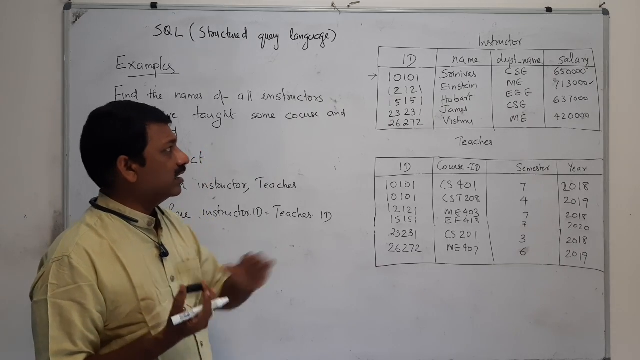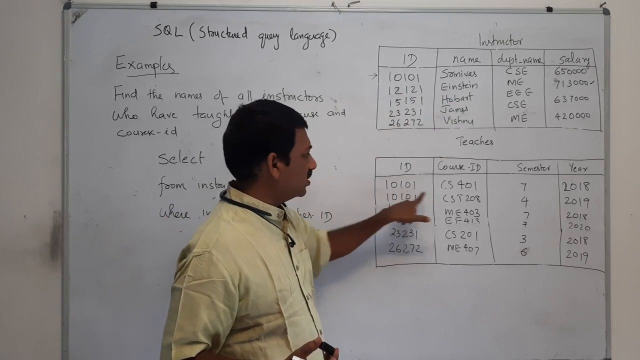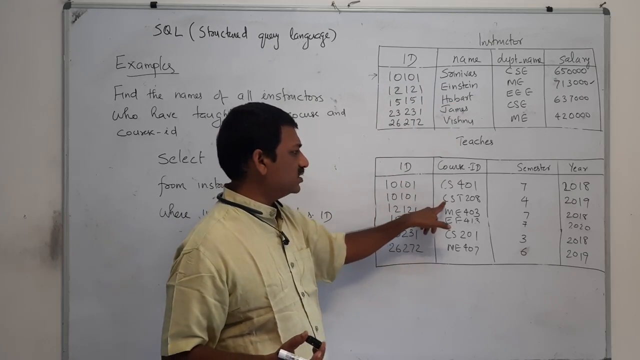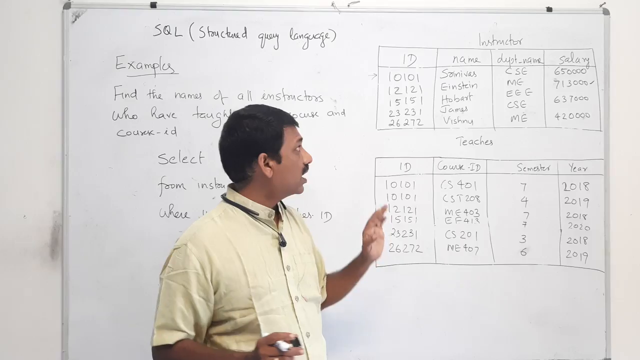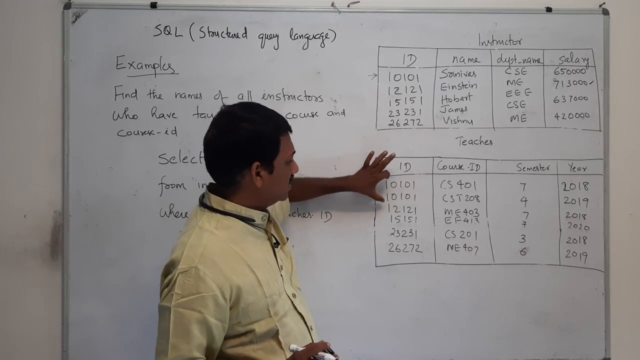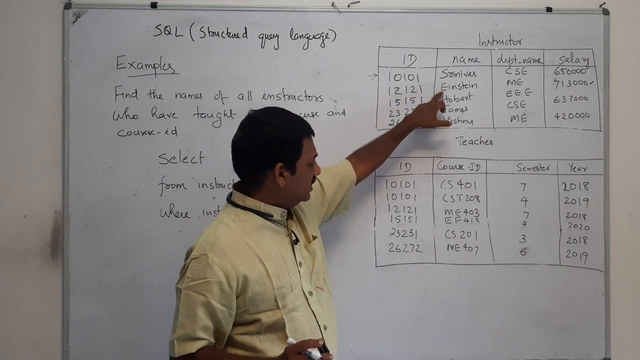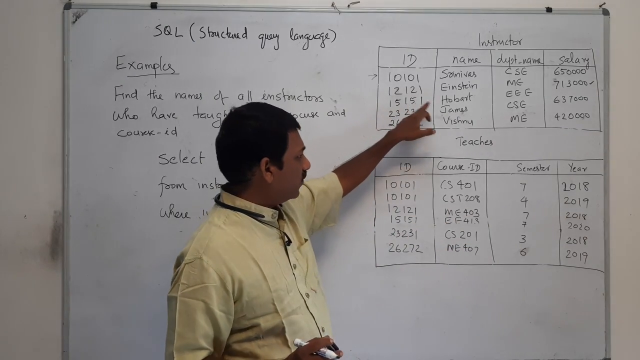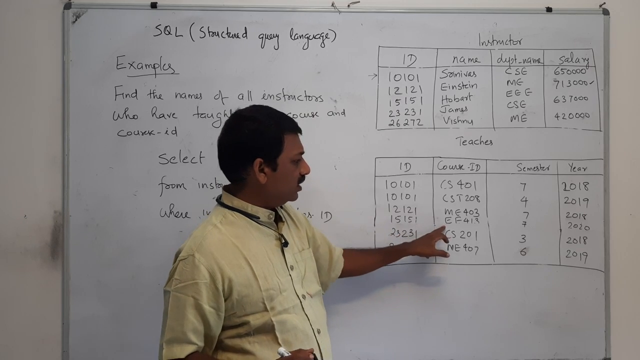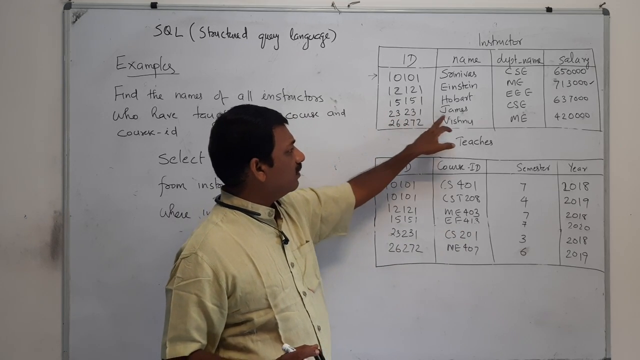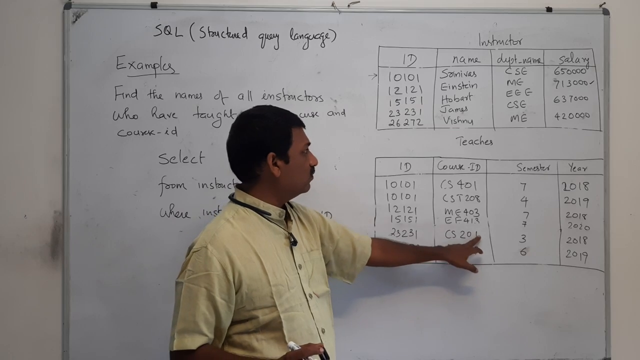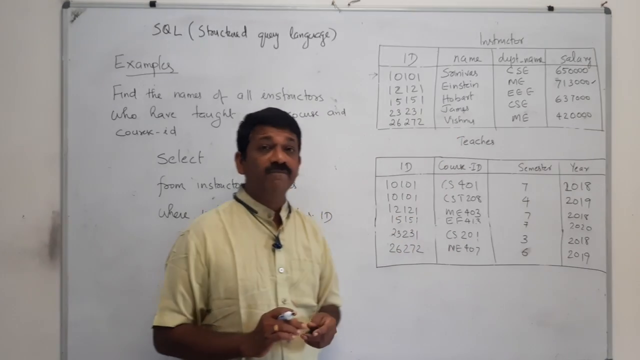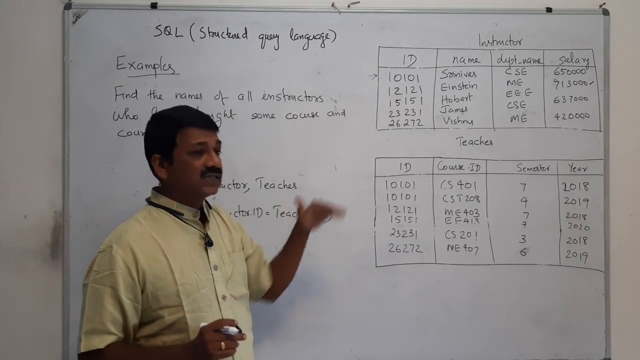Here, how many tuples will be there? 10101 Srinivas, 10101 CS 401, and 10101 Srinivas, 10101 CS 208. Those two have this ID and this ID the same. Now 12121 Einstein, 12121 ME 403. That's also selected. 15151 Hobart, 15151 EE 413, 23231 James, 23231 CS 201, 26272 Vishnu, 26272 ME 407. So you have a total of 6 tuples.